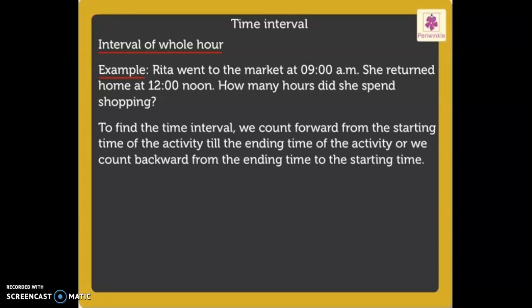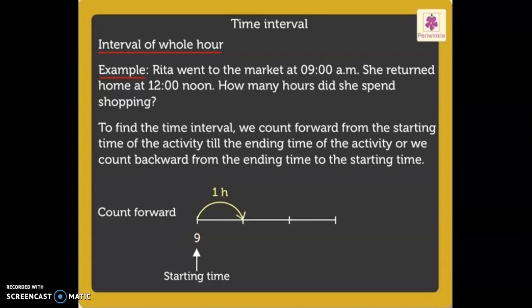So, here let us count forward at an interval of 1 hour from the starting time 9 a.m. So, on counting 1 hour from 9 a.m., we reach 10 a.m. Then, from 10 a.m. to 11 a.m. is the next hour. And 1 hour from 11 a.m. is 12 noon, which is the ending time.